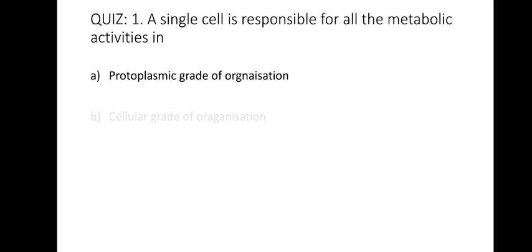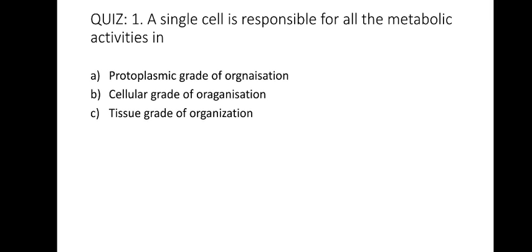So the first question is, a single cell is responsible for all the metabolic activities in which of the following? Protoplasmic grade of organization, cellular grade of organization, tissue grade of organization, or tissue organ grade of organization. There is a single cell and this single cell is responsible for all the metabolic activities or physiological activities of an organism. Hope you got the answer, and the right answer is A, protoplasmic grade of organization.